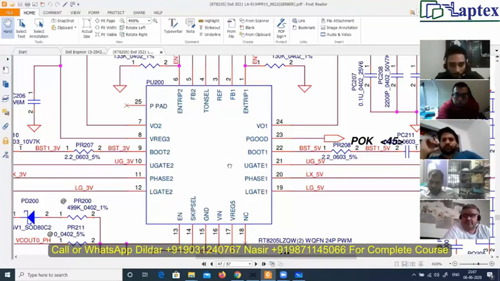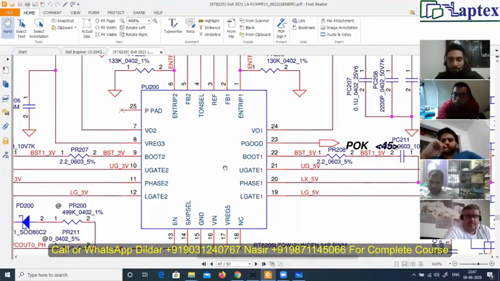What is the number of pins in this IC? 24. It's a 24 pin IC. It's 25, with the pad. Okay, I accept. Basically it's a 24 pin IC. We call it 24 pin, right? Why do we call it 24 pin?